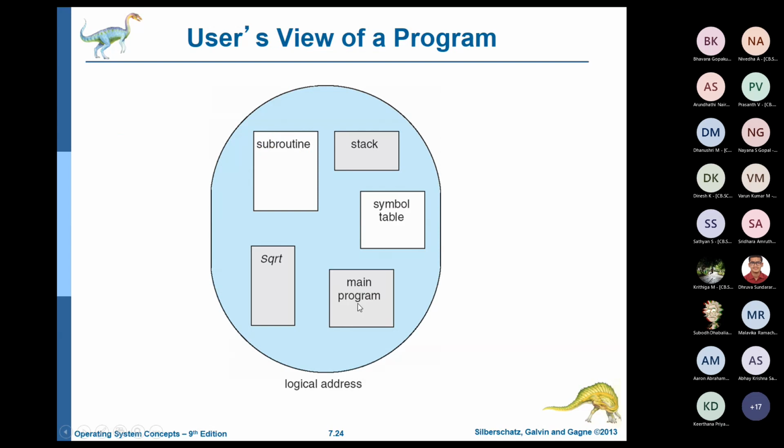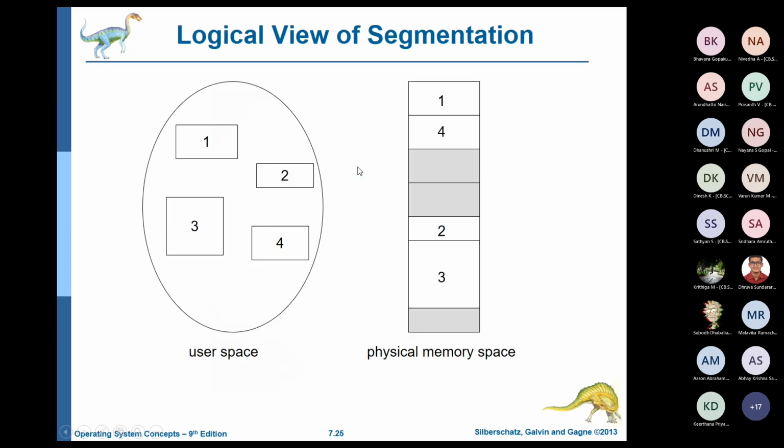So in this, the main program is a segment, the symbol table is a segment, a subroutine is a segment. This is a function. It has to go to the library function. It's a segment. And so you have 5 segments. In user space the program is broken up, but when it comes to the physical memory, it is converted into segments. So the first part, the main program, is in this physical memory space. 2 is probably the library functions. It is over here. The 3 may be the global variables, 4 may be the local variables.